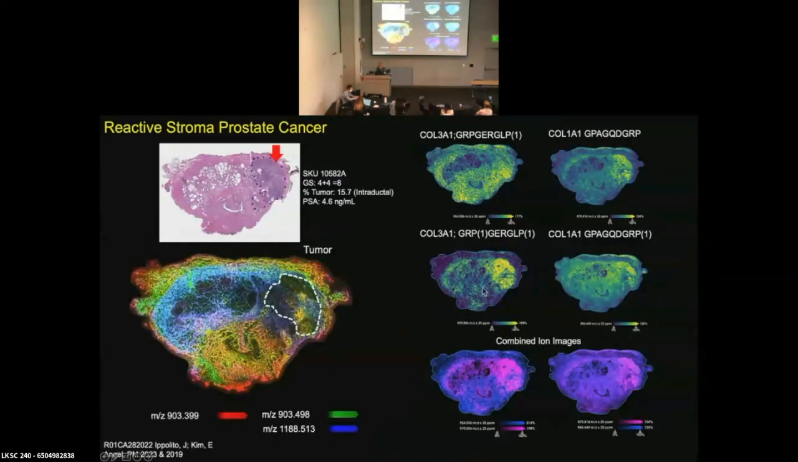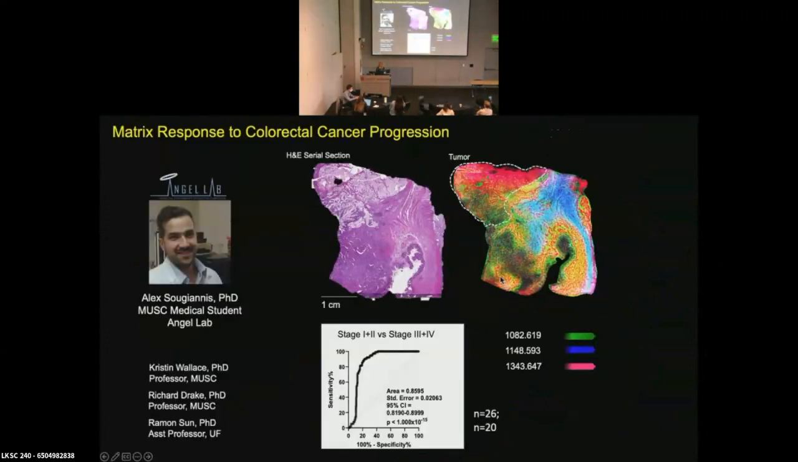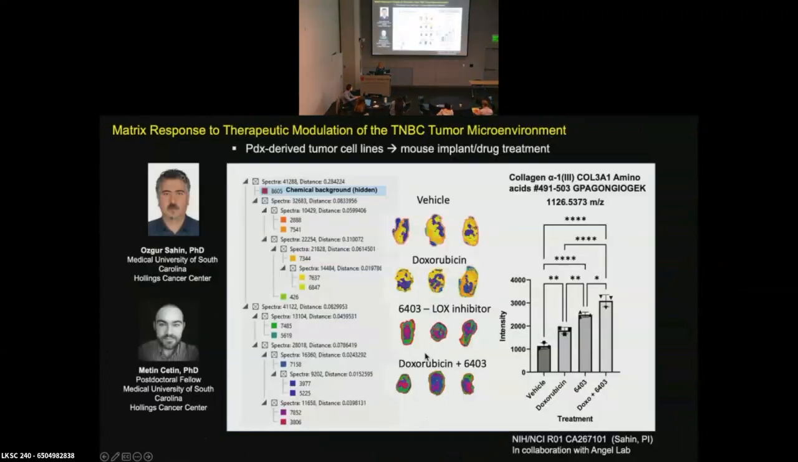And so in my last minute, I'm just going to romp you through a couple other examples. This is reactive stroma in prostate cancer. What you can see here is that as the modification changes, the localization intensity changes. So we're changing the actual landscape of the tissue as we develop these diseases. This one is by Alex. Here we're looking at colorectal cancer. Again, we have very high predictive value between stage 2+3 and 3+4, so we're looking for a larger cohort to test that on.